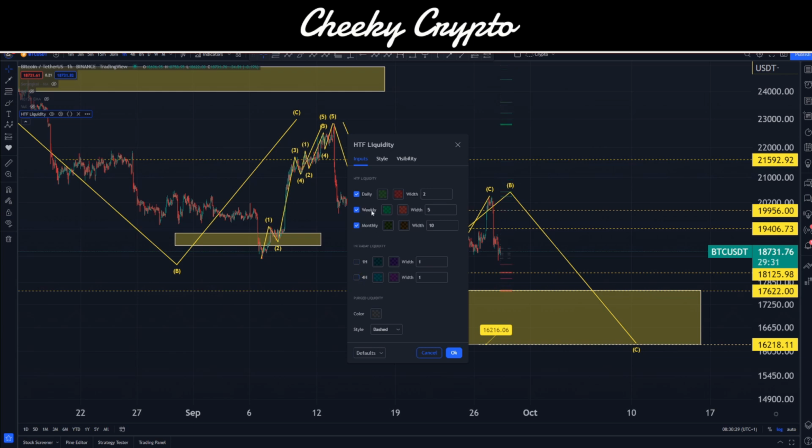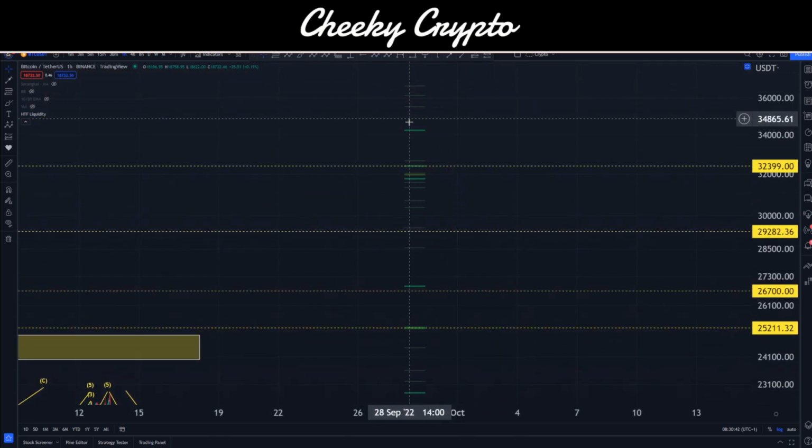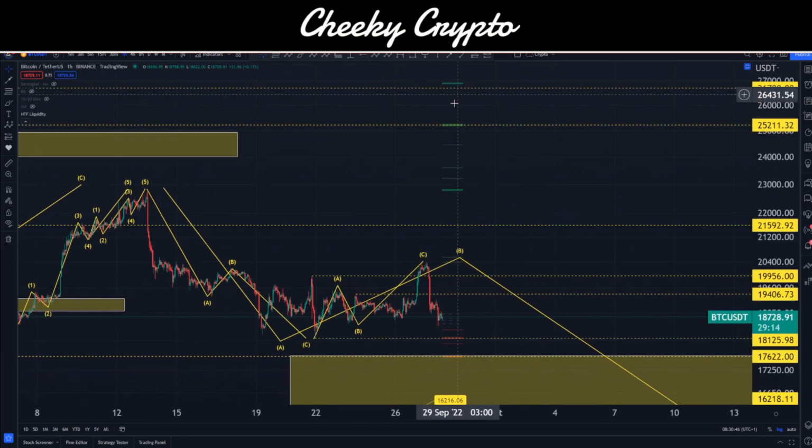Actually, you know what, I'm going to turn those off. I'm really just going to focus in on these moves, because what I think is really important that we look for here is not so much the monthly, but the weekly ones. So if we start to come down in here, you can see all these lines. These are all liquidation points for Bitcoin as the price goes up.